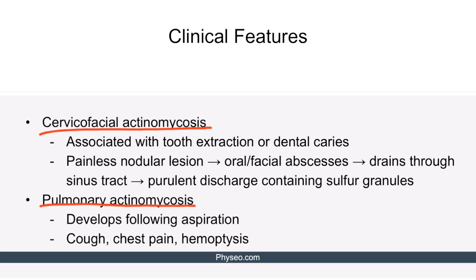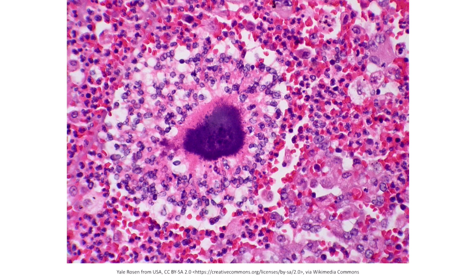Pulmonary actinomycosis develops following aspiration of oral and gastric contents. It may present with symptoms like cough, chest pain, and hemoptysis. This is a histopathological image showing actinomyces bacteria in the center, surrounded by macrophages. These may appear as yellow granules macroscopically, therefore they're often referred to as sulfur granules.